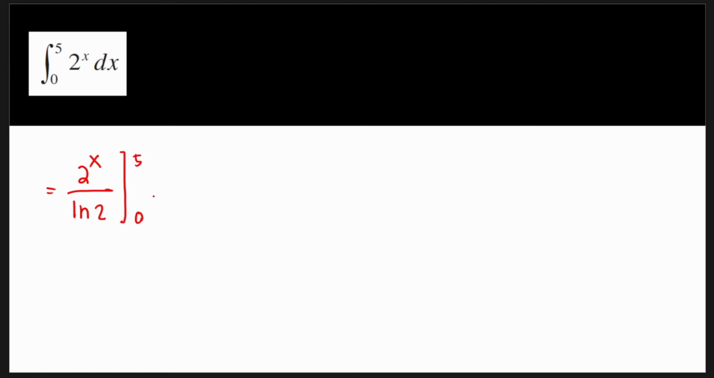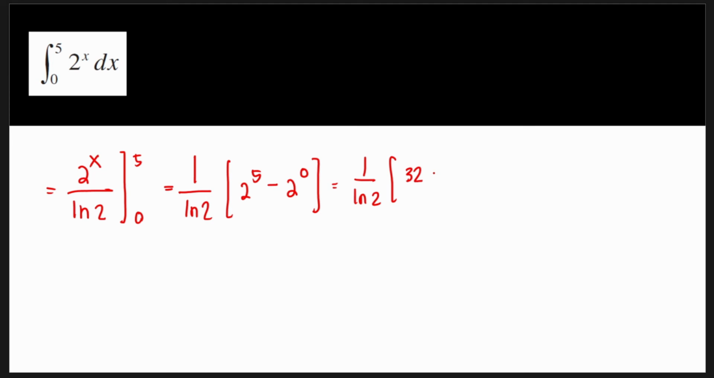Okay, so what happens here, we substitute the value of your x. We just take out the constant, so that will be 2 raised to the power of 5 minus 2 raised to the power of 0, and that is 1 over ln 2. 2 raised to the power of 5, I think that is 32. Yeah, that is 32 minus 1, that is equivalent to 31 over ln 2, and that is our answer.